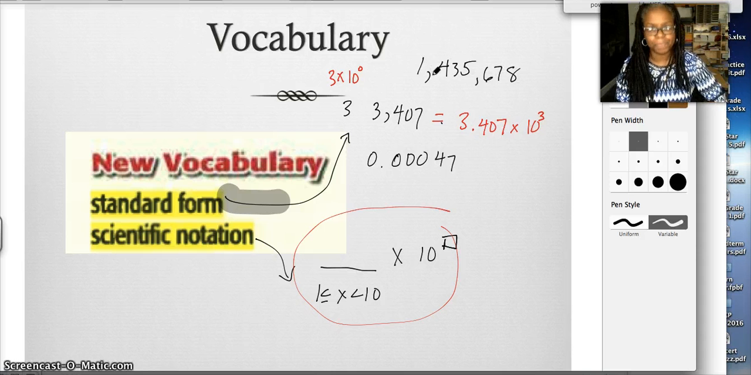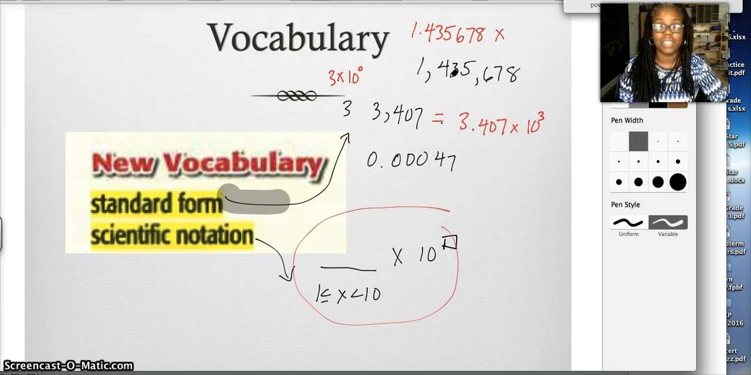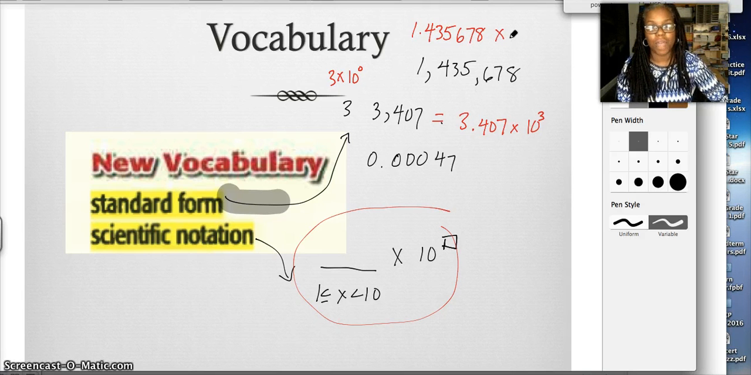Let's try this next number. So I have 1.435678. Now technically this is a lot of digits to write, and oftentimes in scientific notation, when you have things like this, you will be asked only to write 2 or 3 numbers after the decimal point. However, I'm going to write it all so I can write exactly the value that is here. And so how many places did I move my decimal? 1, 2, 3, 4, 5, 6. 6 places. So this is going to be times 10 to the 6. I'll do this last one here.